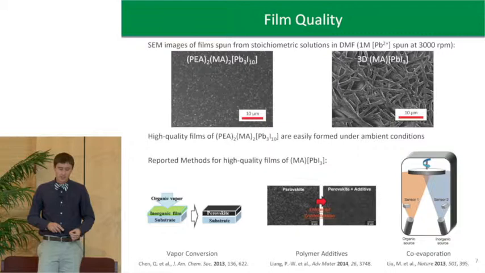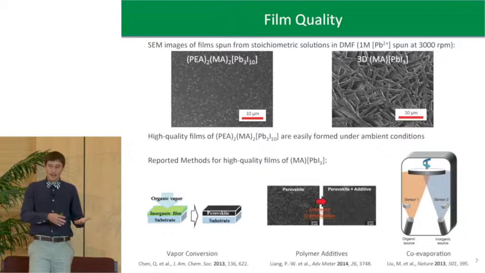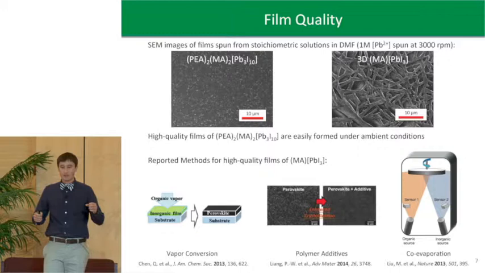There are a few reported out there that I'll mention briefly here. You can start with a lead iodide film, PbI2. That has to start out as a very nice film, and then you convert it at high temperatures using methylammonium vapor. You can also add a polymer to the solution spinning step, or even do a co-evaporation, shown here on the right, where you have very high temperature sources of PbI2 and methylammonium iodide that in the vapor phase under vacuum will condense on your substrate.